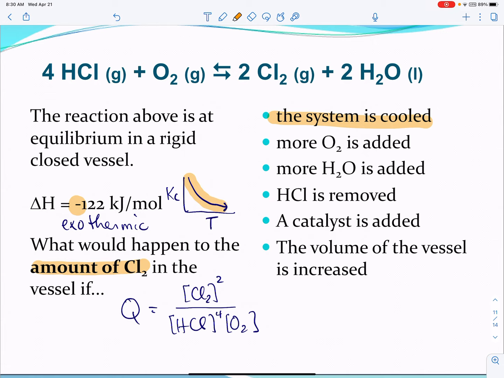And if you shift forward, you're going to produce more chlorine. So the amount of chlorine would increase. All right, so check the answer you wrote down. Did you say the following things?